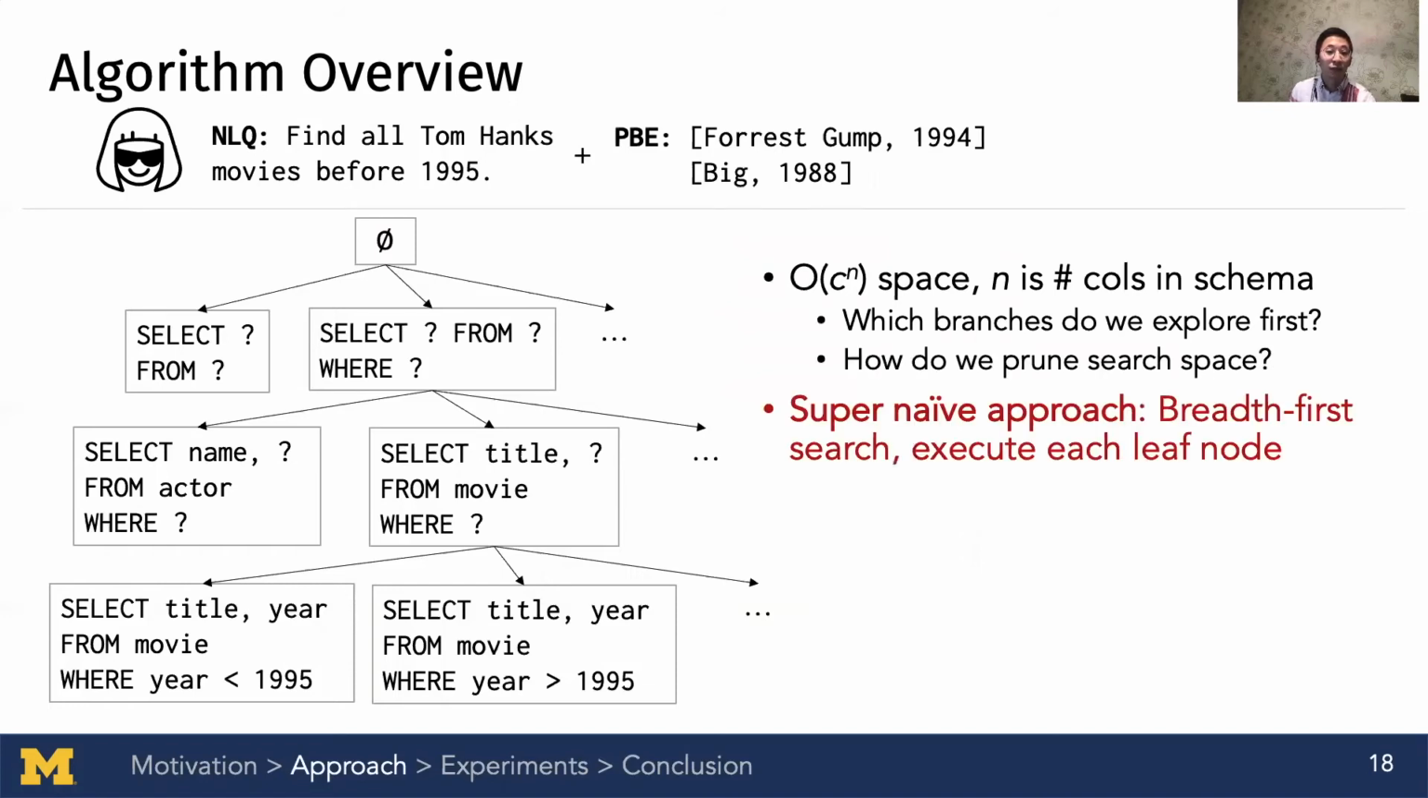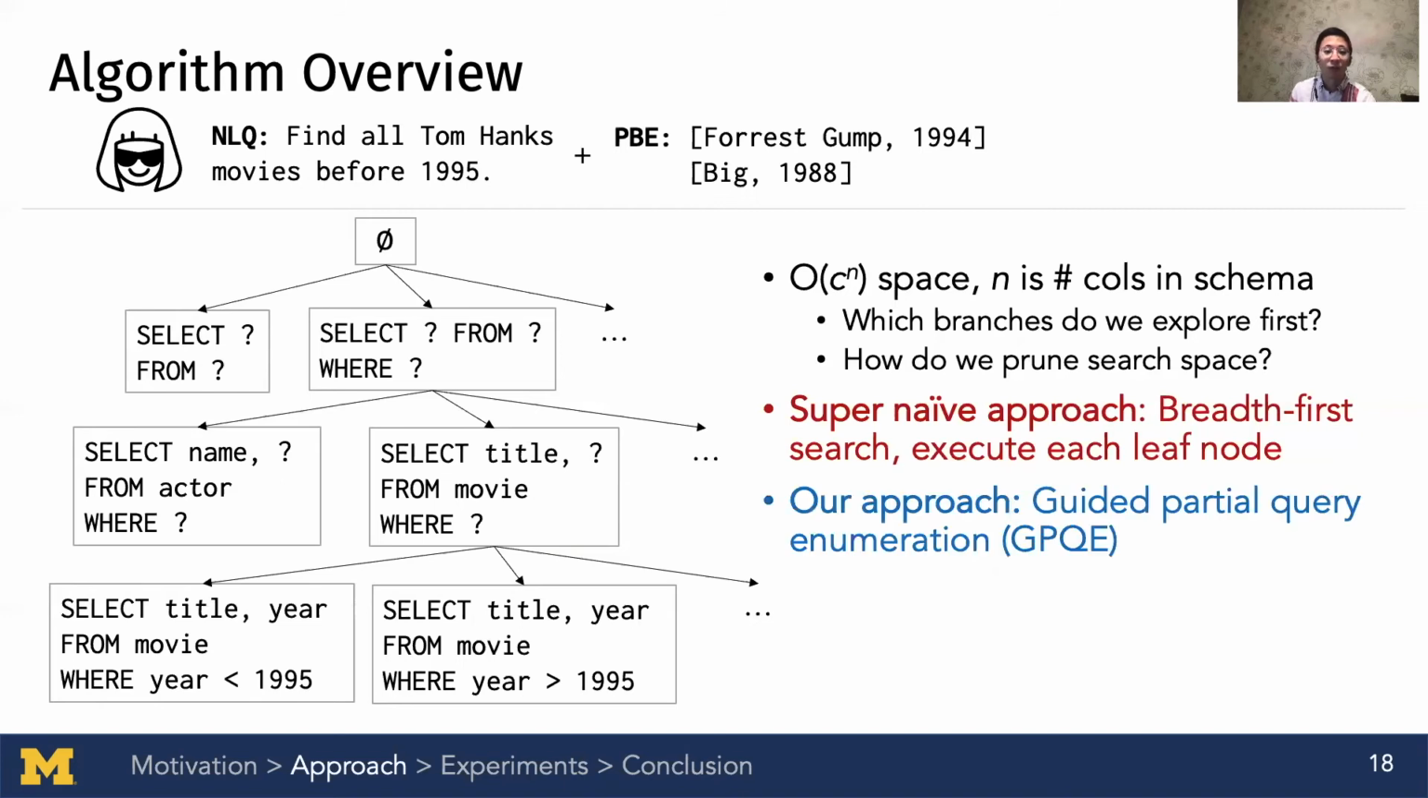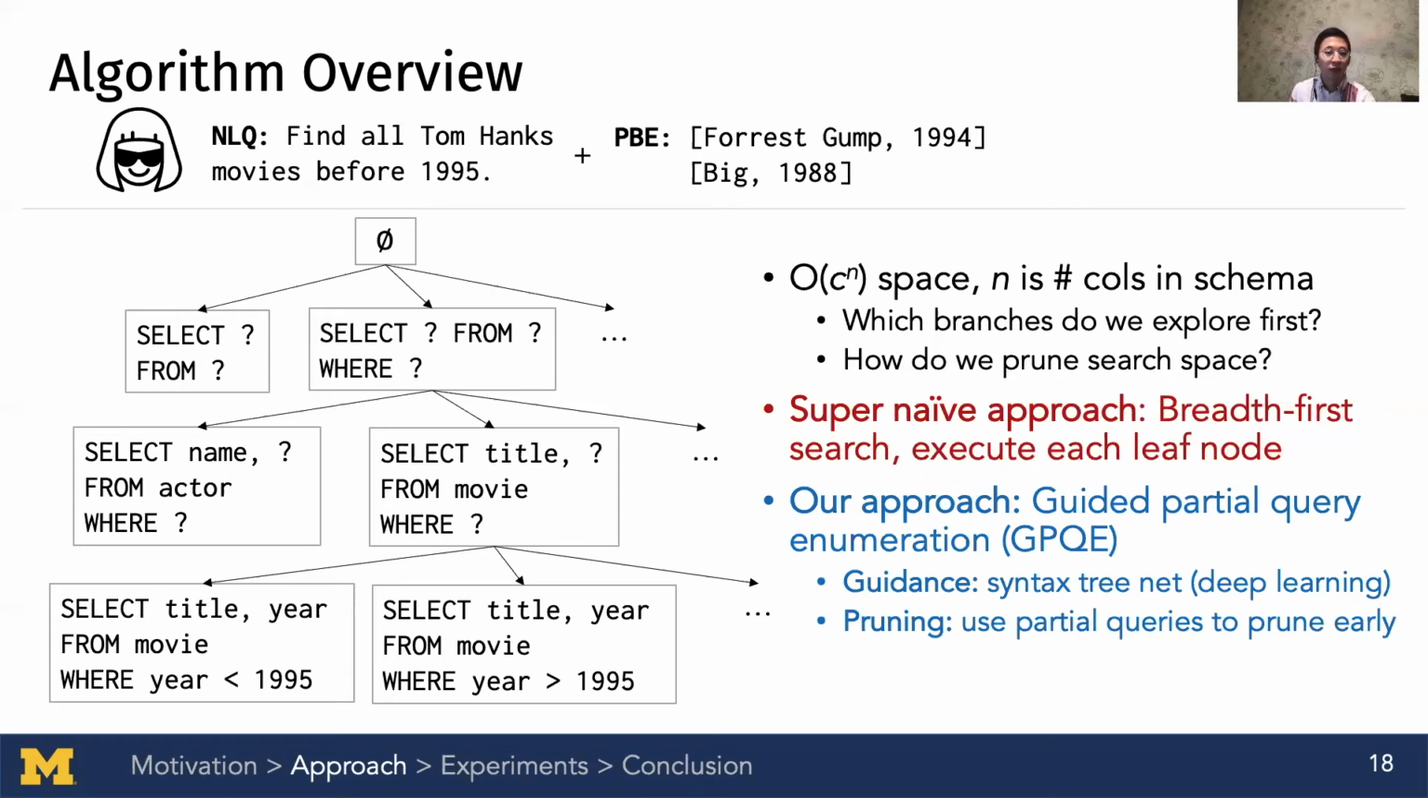Now, the most naive approach is to just perform a breadth-first search to explore every branch and then execute each leaf node to prune them. But instead of doing that, because it might take forever and we might not get the results that we want, our approach is to perform guided partial query enumeration. Guidance is provided by a deep learning syntax tree network, and that uses the natural language query information. And pruning is done by comparing partial queries against the PBE specification provided above.